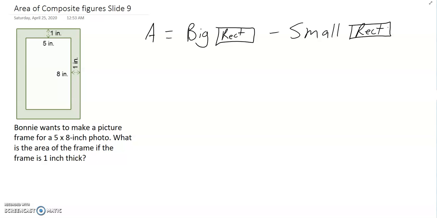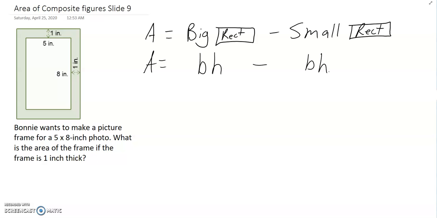Okay, so we know that the formulas that we're going to use for a big rectangle is just base times height of the big rectangle. And for the small rectangle, we're also just going to use a base and a height. For the big rectangle, we don't necessarily have the dimensions, so we need to figure them out.